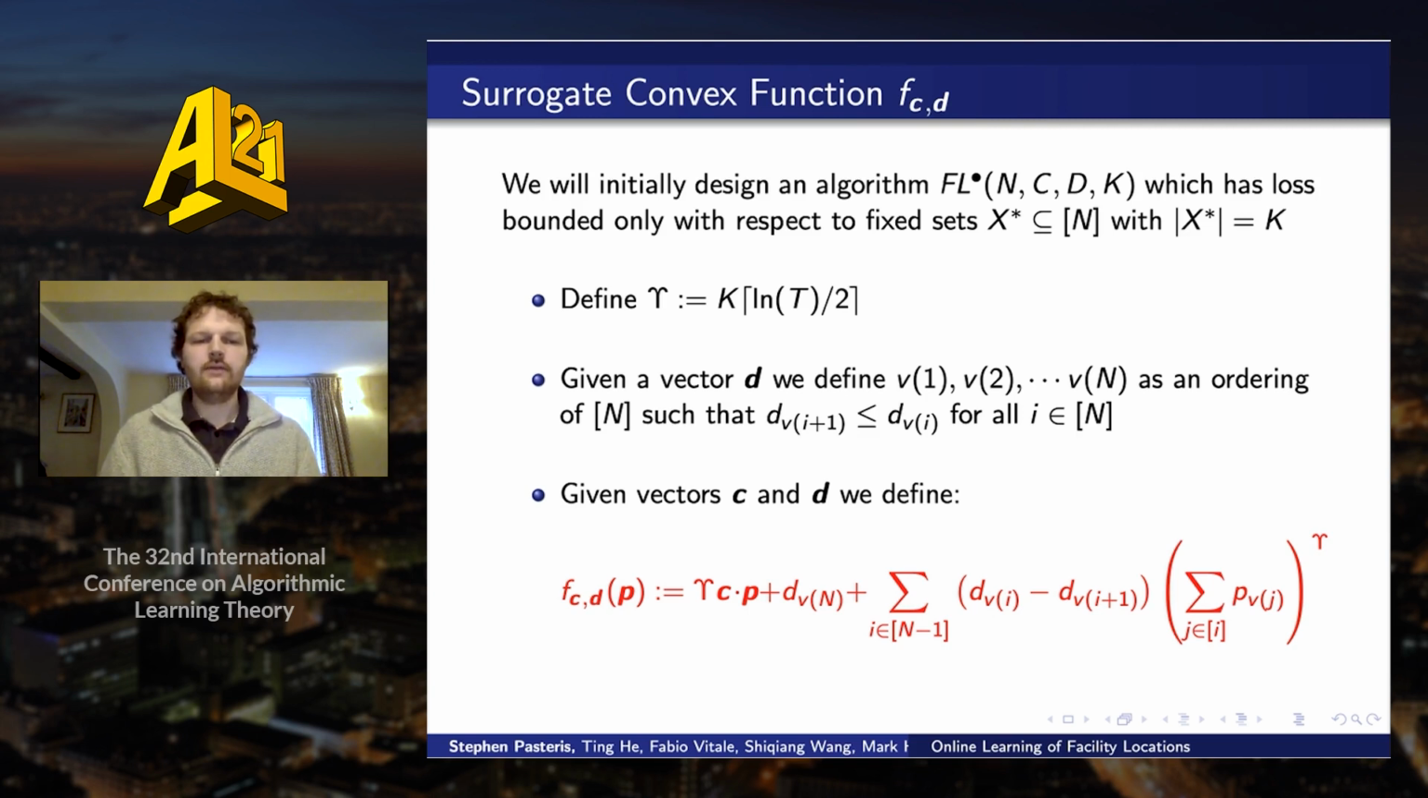To do this, define upsilon as k times the ceiling of log t over 2. Then, given a connection cost vector d, we define v1 to vn as an ordering of the sites such that the connection cost is monotonically decreasing over this ordering. Finally, given opening cost vector c and a connection cost vector d, we define f_cd as given in the equation in red.